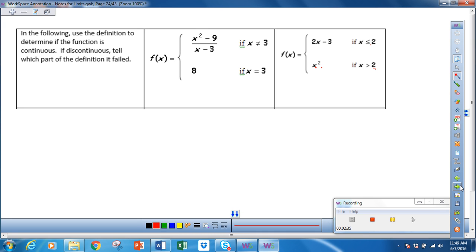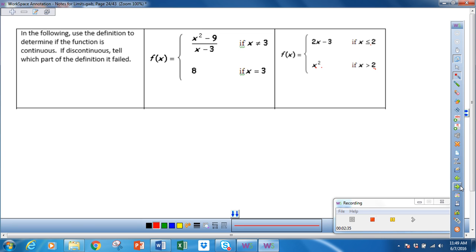Now, what we're going to do is determine if either of these functions are continuous, and if they are continuous or discontinuous, we're going to give a reason why. And remember, the reason has to be one of the three that we just stated. We cannot say, well, it is not continuous because it has a hole. That is not a calculus definition, and it has to be a calculus definition.